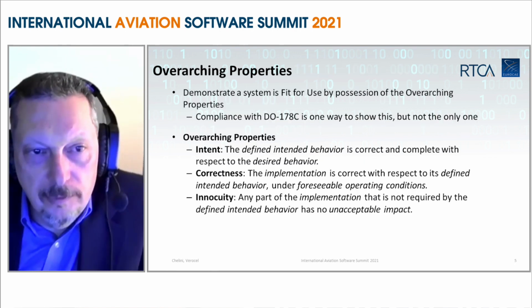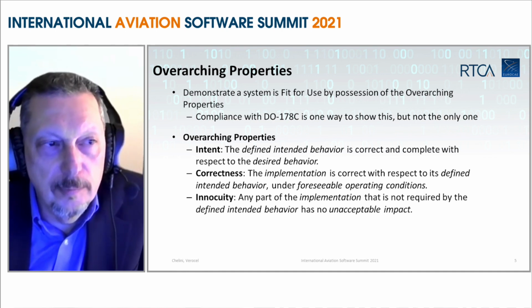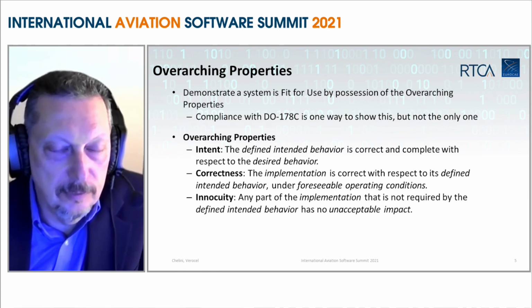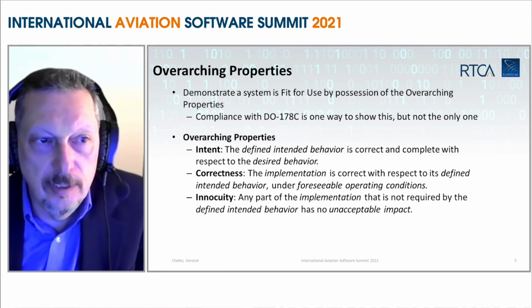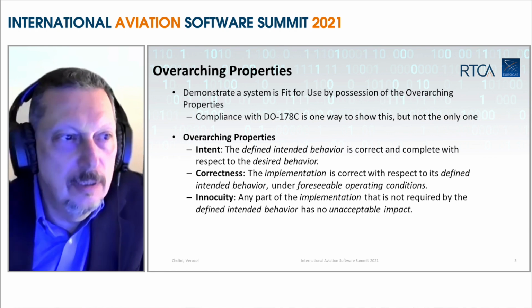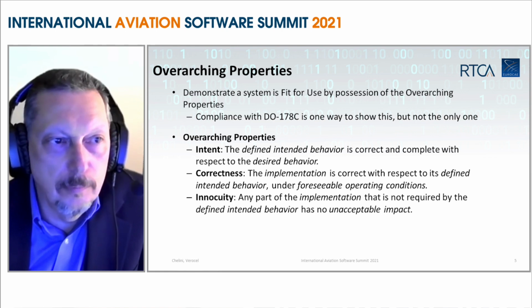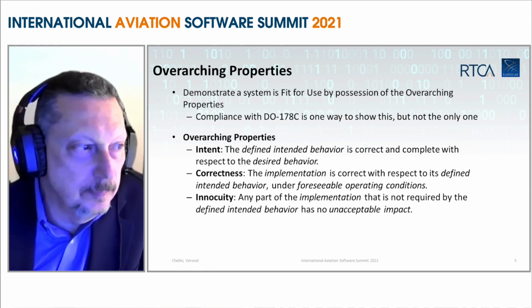The purpose of overarching properties is to demonstrate that a system is fit for use through possession of these properties. As an example, compliance with DO-178C is a way to show this, but is not the only one. And what we're looking to do through the overarching properties is broaden the means of compliance.